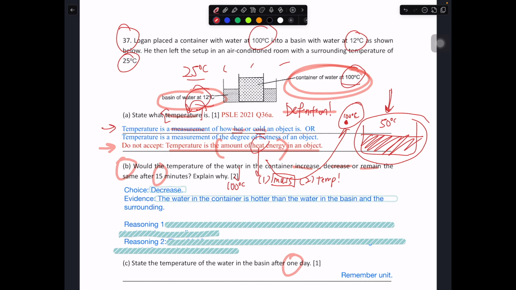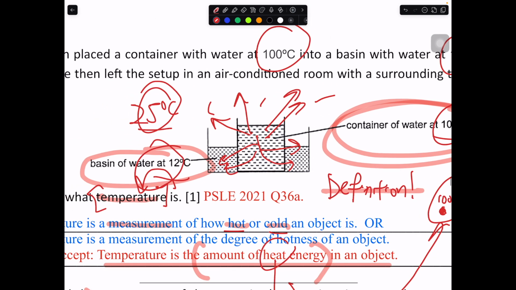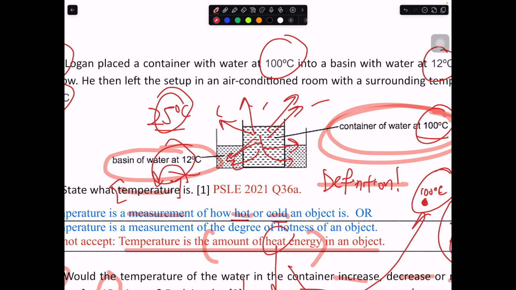Okay, the evidence is that water in the container is hotter than the water in the basin and the surrounding itself, which is at 25 degrees. Therefore, the heat will go to the basin or be transferred to the basin. There will be a more accurate word. It will also be transferred to the surrounding. Okay, so in this way, this is actually how the direction of heat will flow from the water at 100 degrees to the surrounding, which is the room, as well as the water at 12 degrees in the basin. Okay, the direction of heat flow.